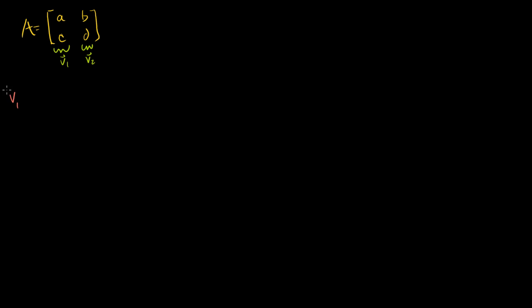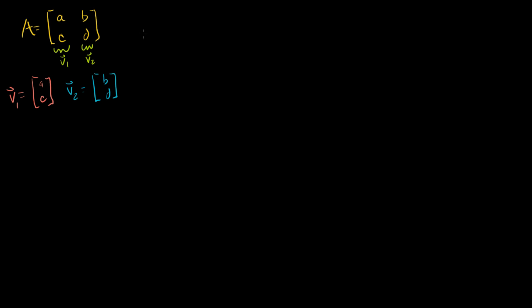We could say V1 is equal to (A, C). And we could write that V2 is equal to (B, D). And these are both members of R2. And just to have a nice visualization in our head, let's graph these two.